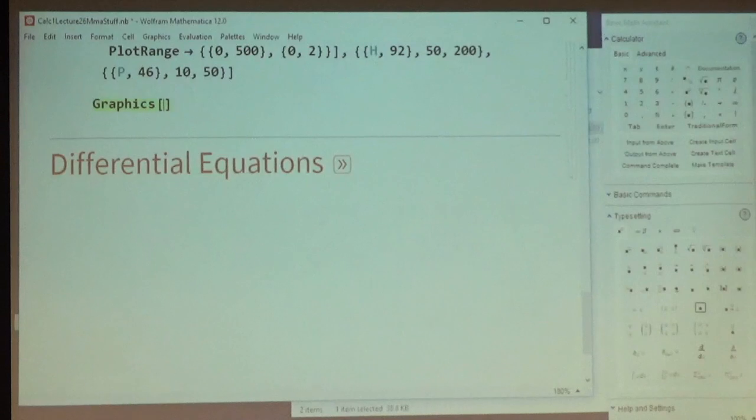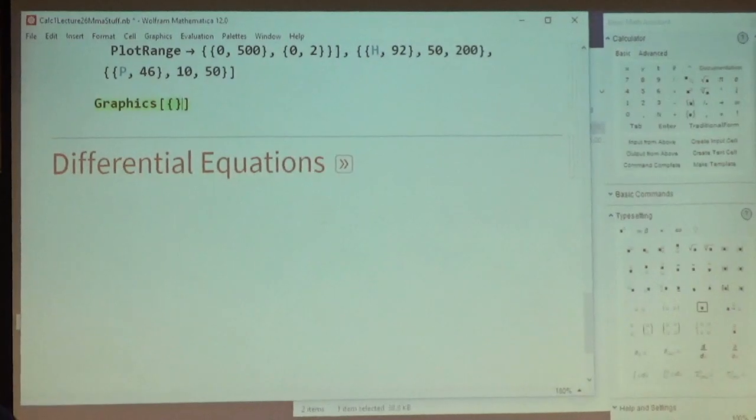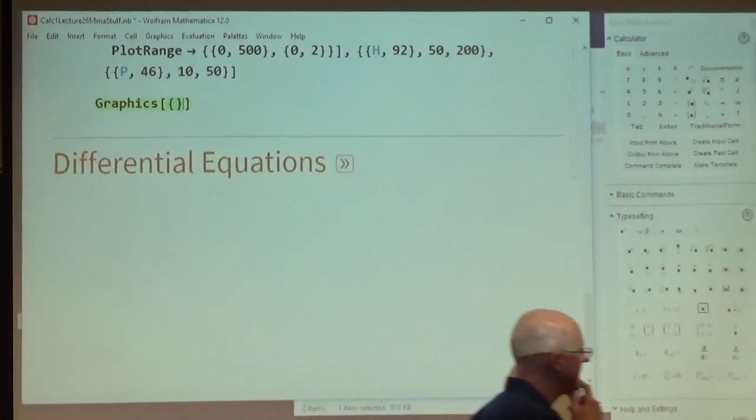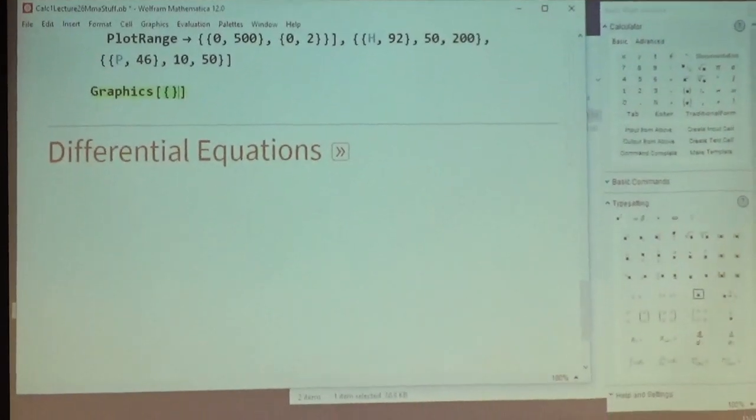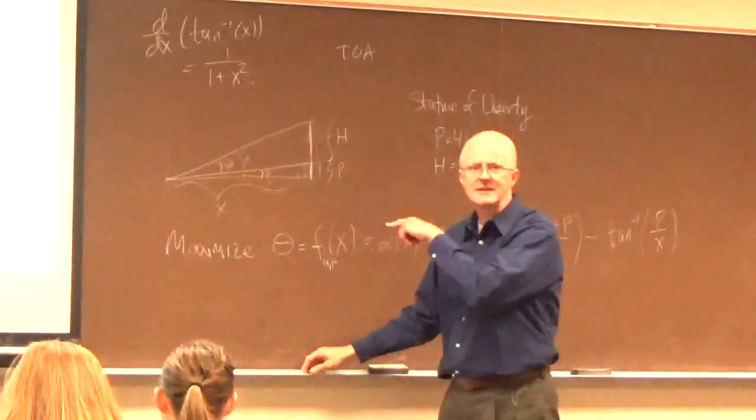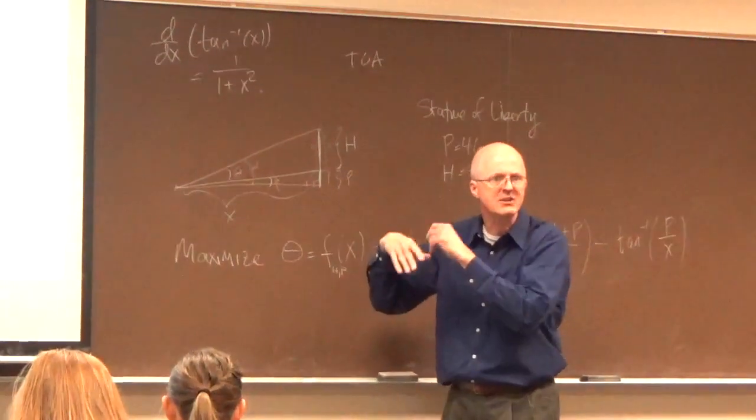Here let's keep it two-dimensional. So instead of using graphics 3D, we'll use just graphics. Let's make some lines in a diagram, like the lines you see on the board here. Let's see if we can get those in the diagram and let them change as h and p change.